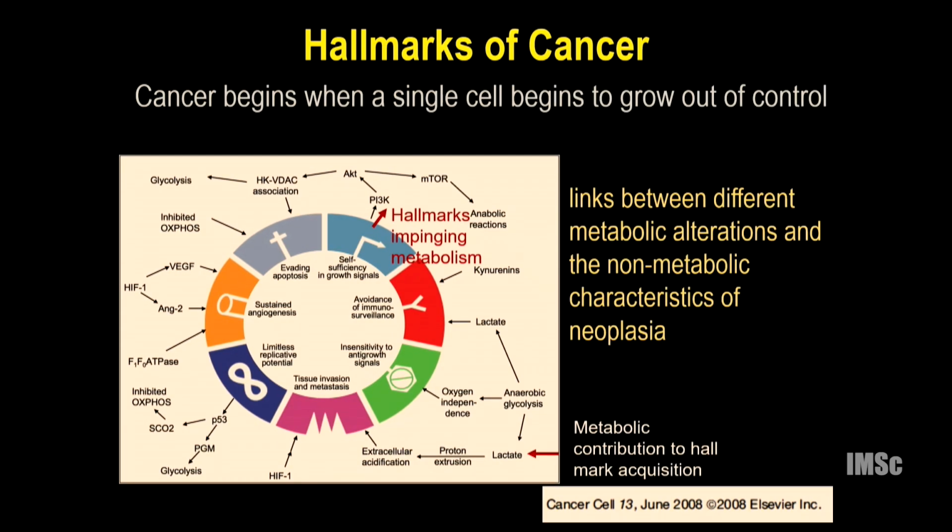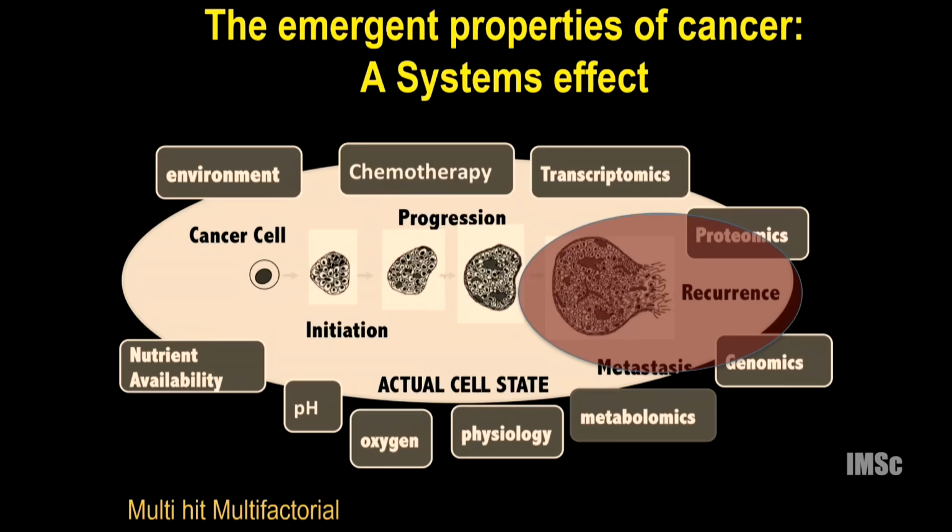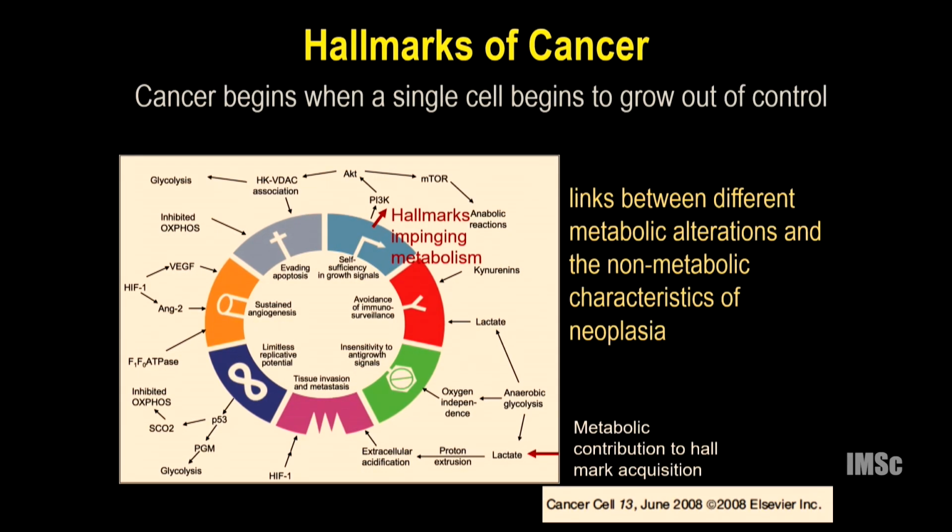So we all know that cancer begins when a single cell begins to grow out of control. There are many hallmarks of cancer that have been delineated over the years, and they're very well summarized in this review.